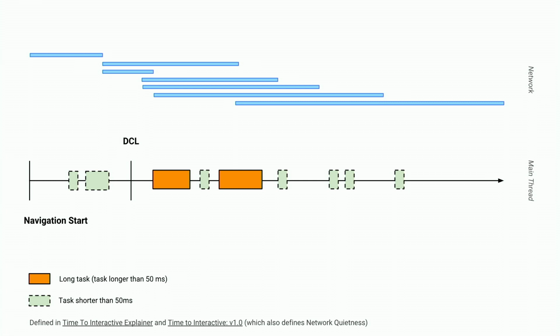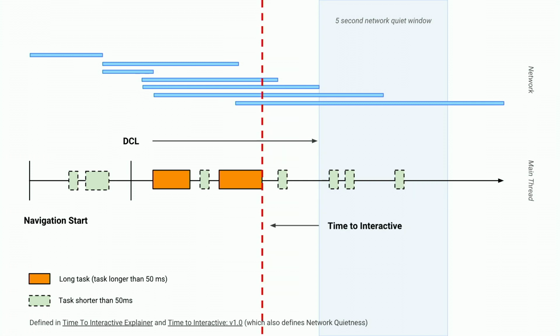Let's say that we have a network waterfall on the top. On our main thread, the big orange blocks are long tasks. So what we do is we start at DOM content loaded, and we look forward. And we're looking on the network waterfall to see when it quiets down. And quiet actually is when there are 2 or fewer network requests. And then we're like, okay, cool, it's quiet, great. From that point, network's quiet. Now we look backwards, and we go back to the last long task. And whenever that last long task ended, that is the time to interactive. So that's how it works.